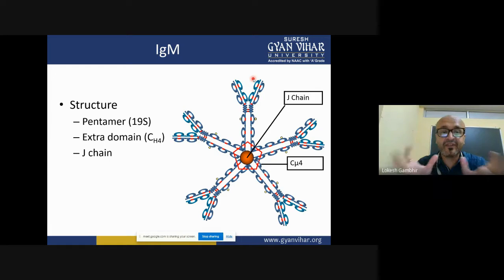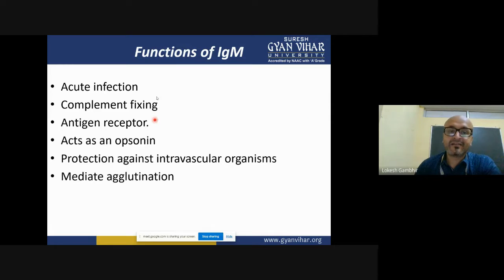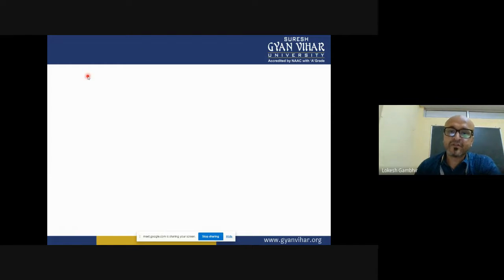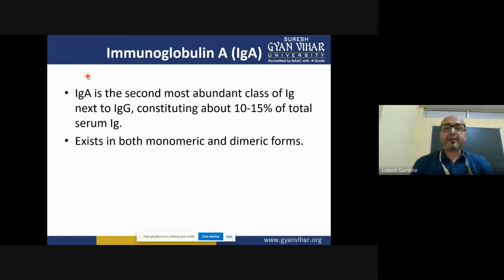It has 5 valencies. And if you go for its sedimentation part, then the sedimentation rate in Svedberg units is around 19S. So always remember IgG 7S, IgM 19S, and that is what we discussed yesterday, and we established its functions also. So let's go ahead and talk about another immunoglobulin, that is IgA.